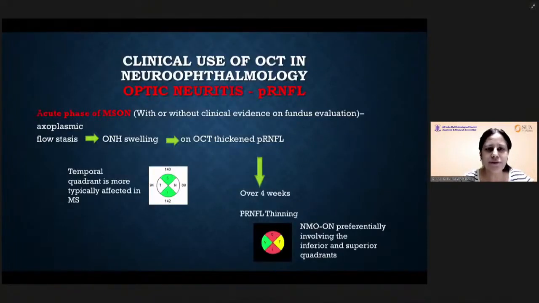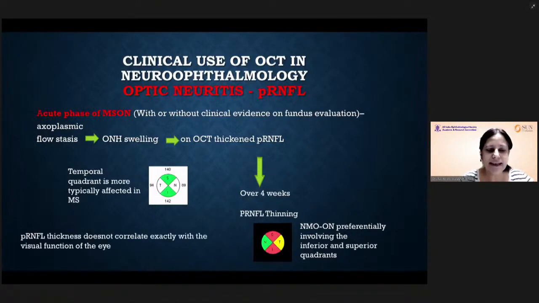Coming to the clinical use of OCT in neuro-ophthalmology, we all know in optic neuritis, in the acute phase of multiple sclerosis optic neuritis, there's axoplasmic flow stasis, which causes optic nerve head swelling, becoming evident as thickened peripapillary retinal nerve fiber layer. Over 4 weeks, it becomes thinned out, and this thinning preferentially involves the inferior and superior quadrants in NMO spectrum disorders, whereas in multiple sclerosis, it preferentially involves the temporal and nasal quadrants.